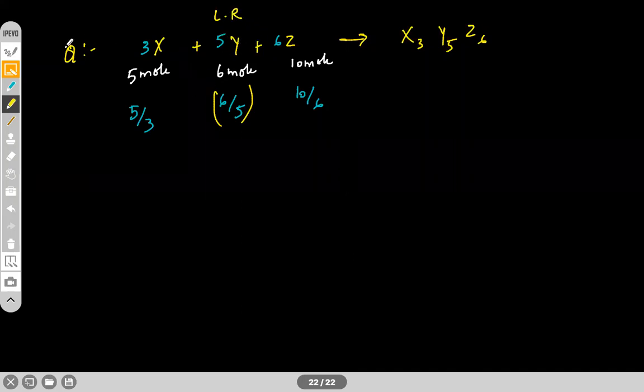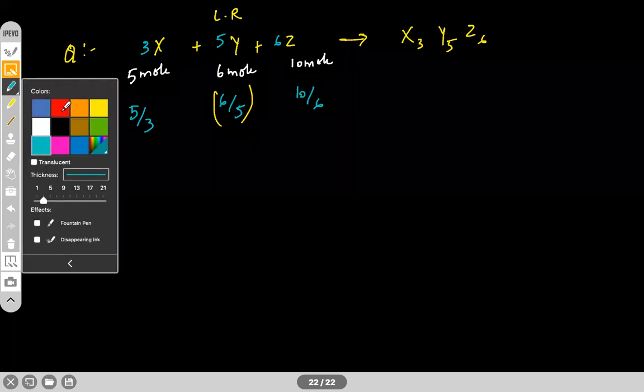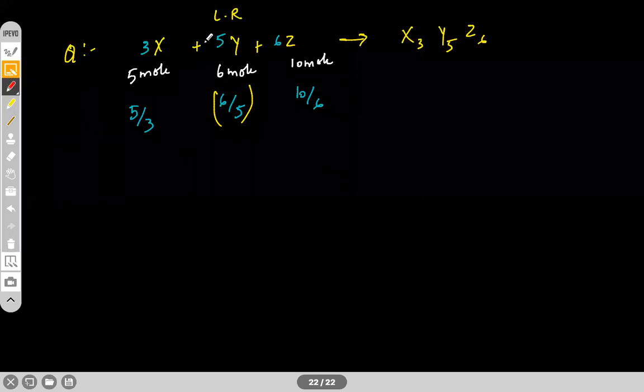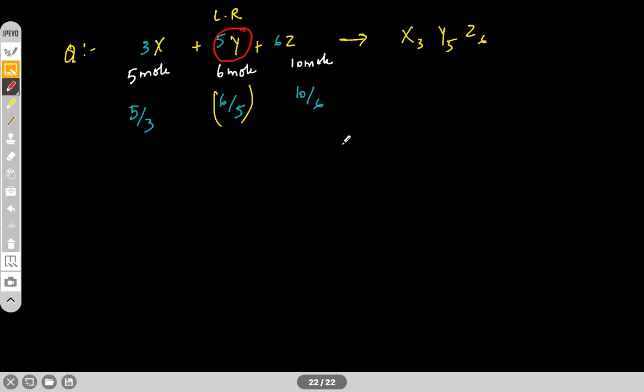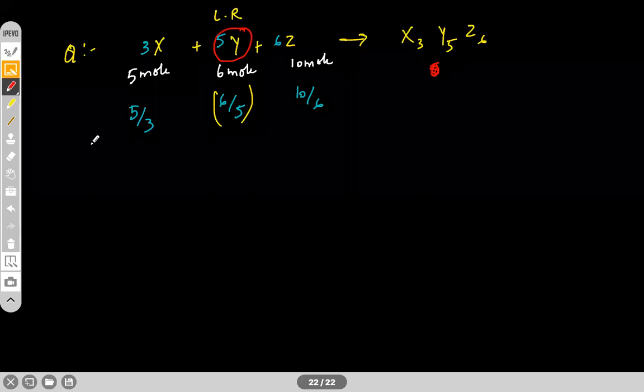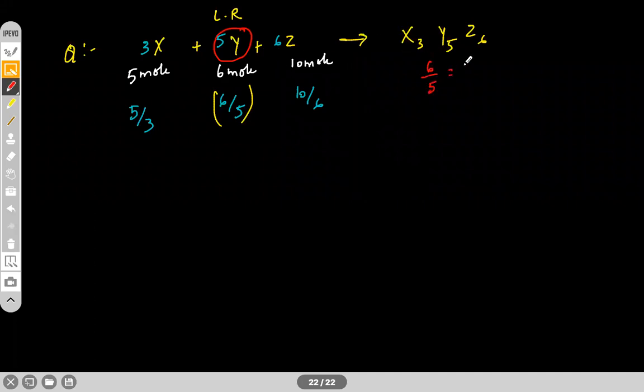Now, when we get the limiting reagent, we have to do the calculation based on the limiting reagent, not these two. So we can ignore these and just focus on this. 5 moles gives 1 mole of the product. So 1 mole gives 1 by 5, and 6 moles gives 6 by 5 of this. 1.2 moles of the product we get. Clear?